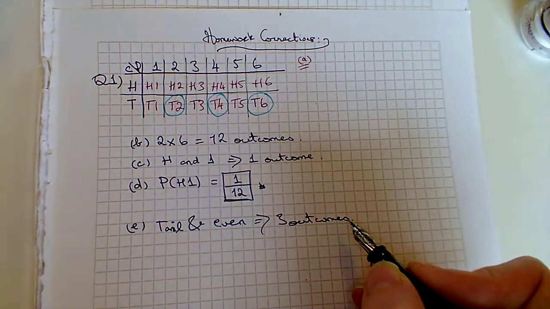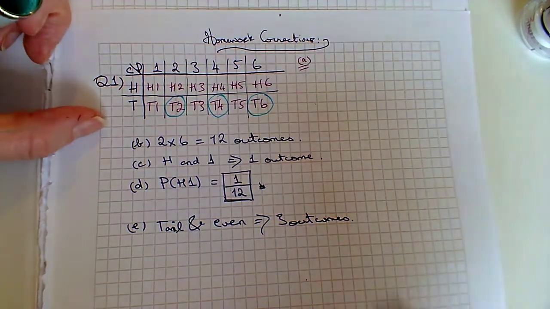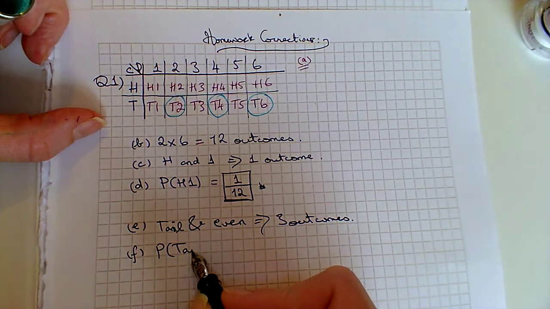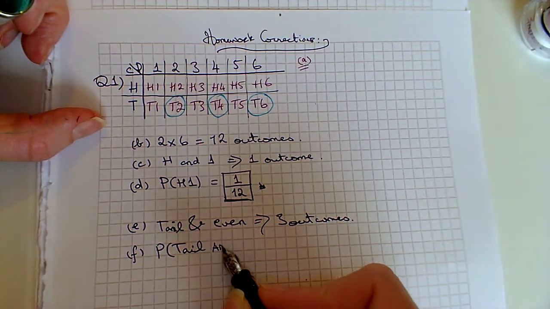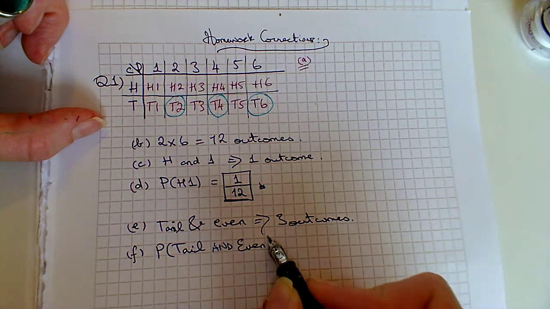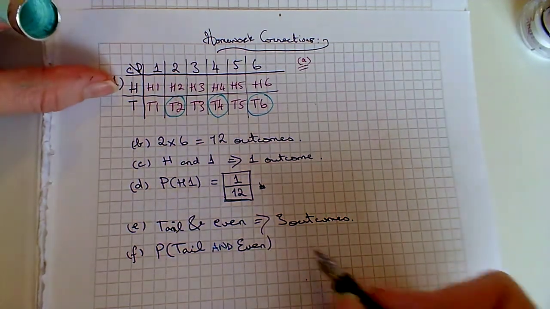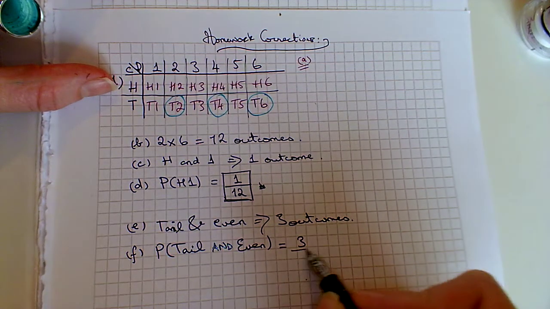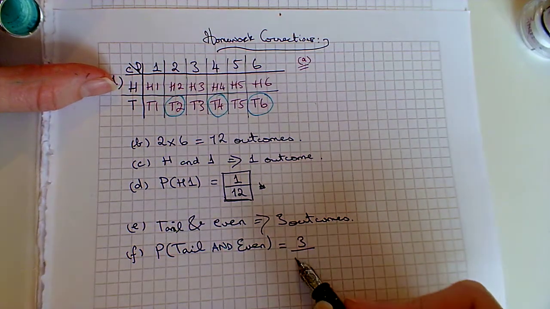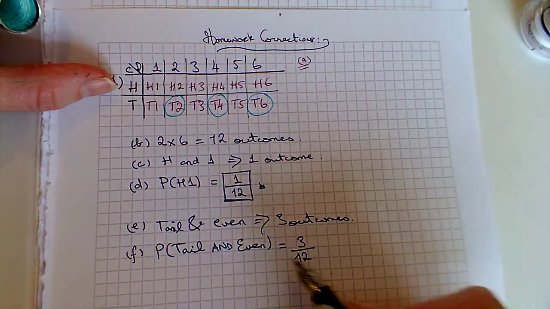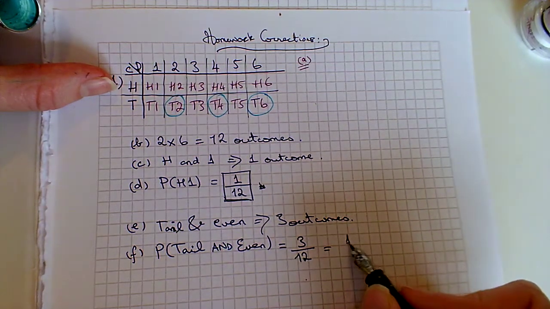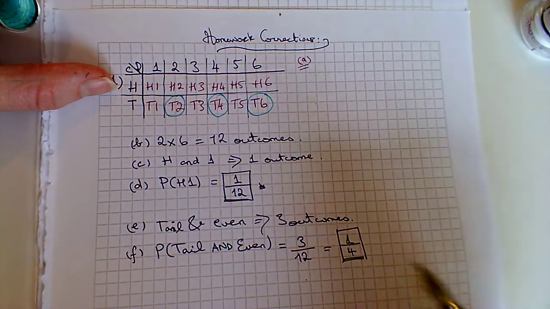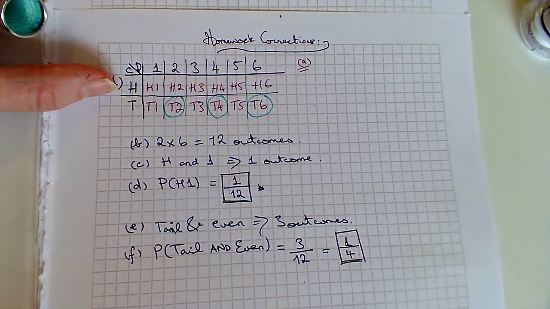So the follow-up question to that then, what's the probability of getting a tail and an even number? And of course we know that that will be the number of matching outcomes, 3 outcomes, divided by the total number of outcomes, 12. But we don't leave it like that. It can simplify, and so we do simplify to 1/4. And that's the final answer there.